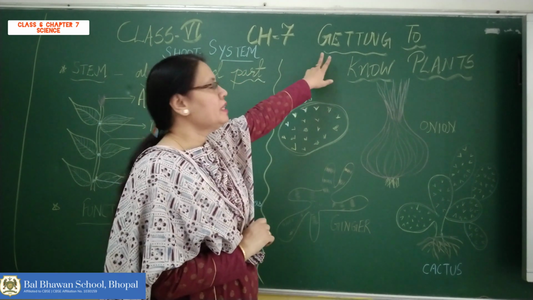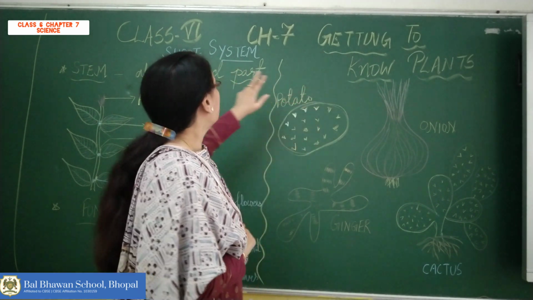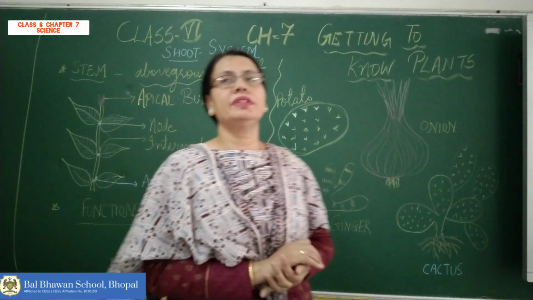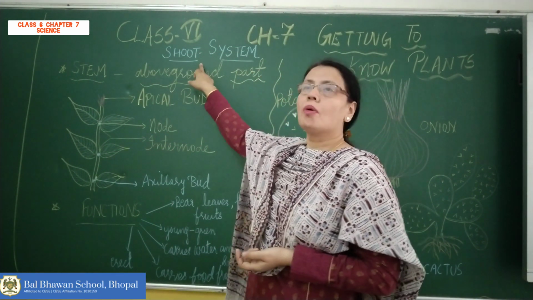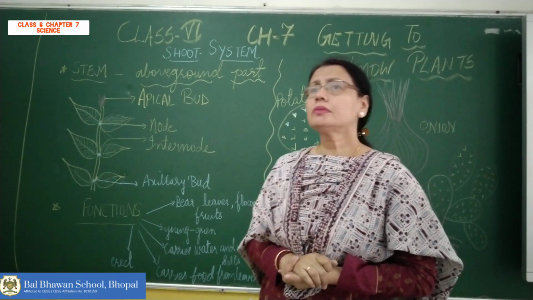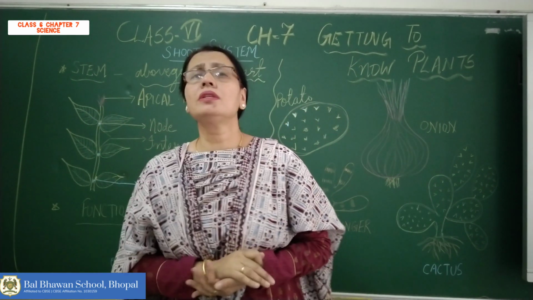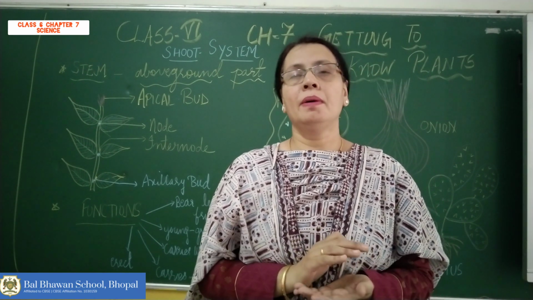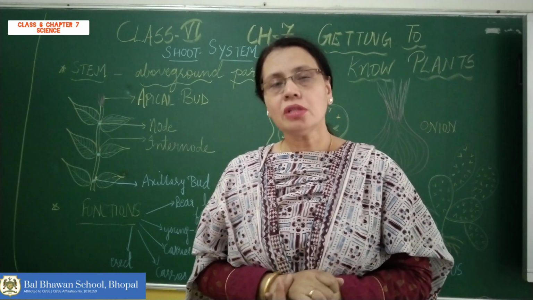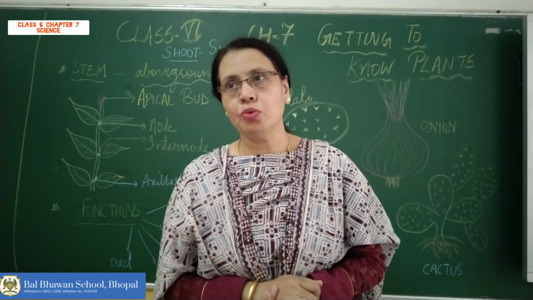We have started the chapter Getting to Know Plants, and in that chapter we have already covered the root system. Today we are going to cover the next topic, that is the shoot system. The shoot system comprises the stem, branches, buds, then nodes, internodes, flowers and fruits.